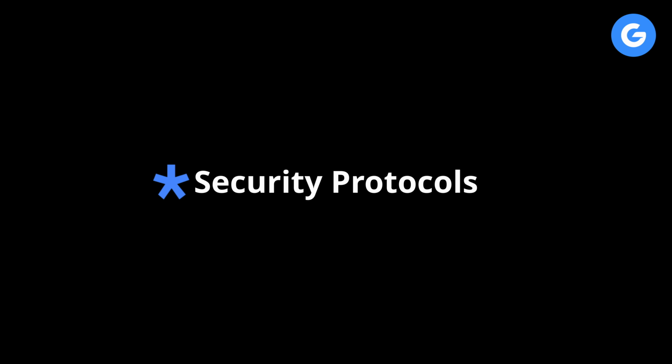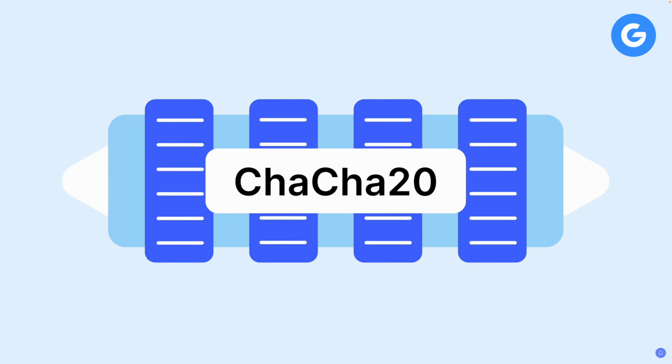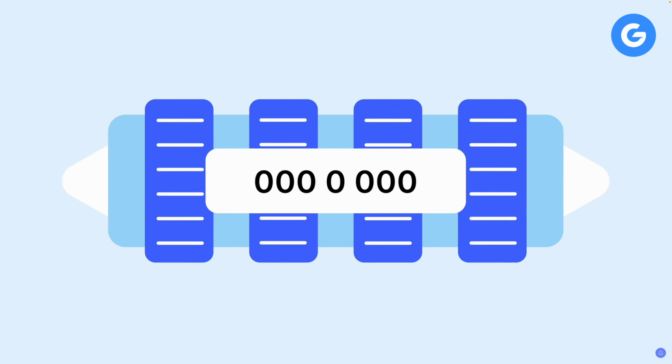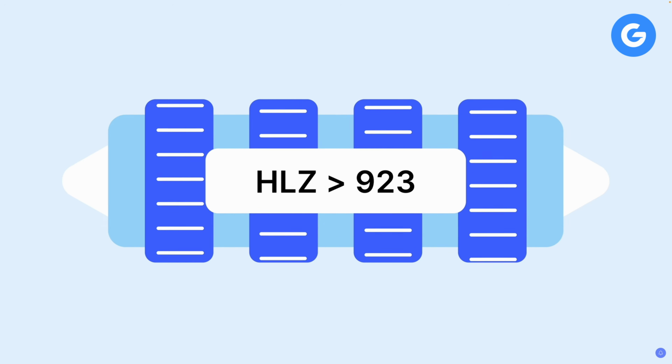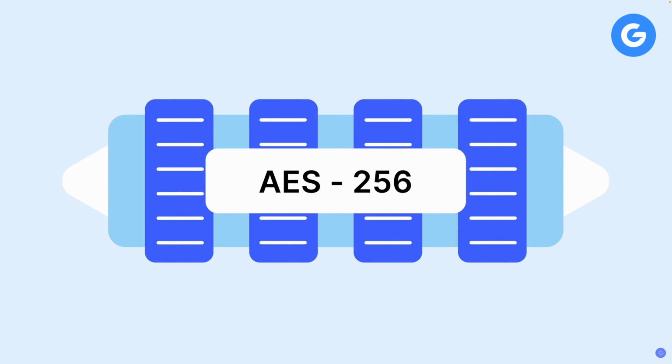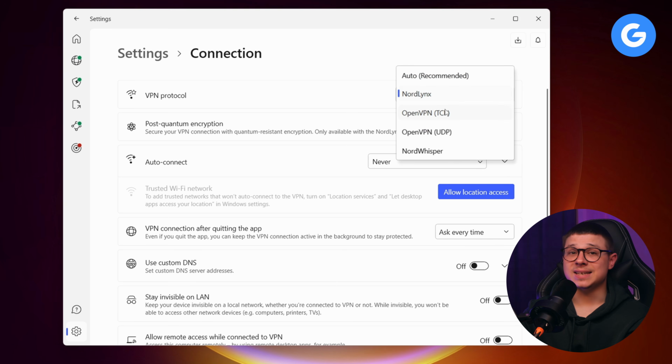Security protocols. NordVPN uses 2 main security protocols. NordLynx, recommended. It's fast, modern, and uses SHA-256 encryption to protect your data with minimal speed loss. OpenVPN, a more traditional option that uses AES-256 encryption. Still very secure, but a bit older. You can switch between them in settings.